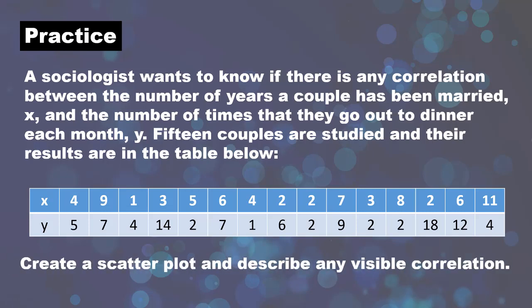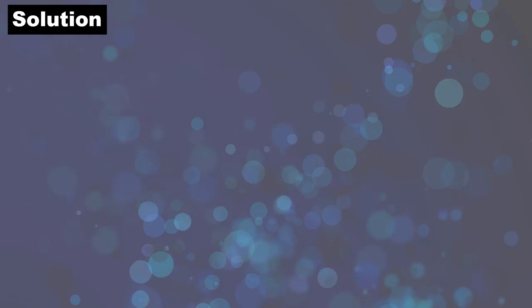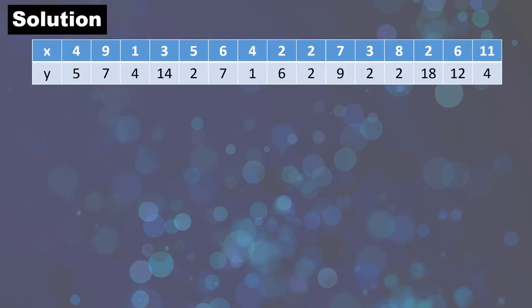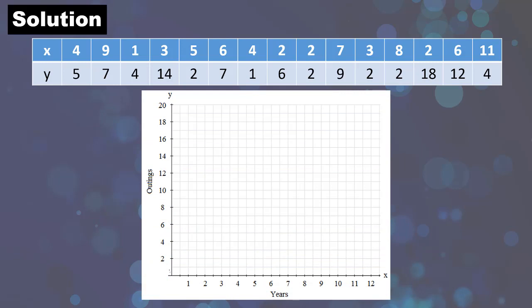So your instruction here is to create a scatter plot and describe any visible correlation. Give yourself a chance to do that problem, pause the video, and when you're ready to see the answer, press play. Okay, so let's take a look at the solution. We have our data and our graph. When we graph these points, the scatter plot you get should look like this. This graphs all of those 15 points.